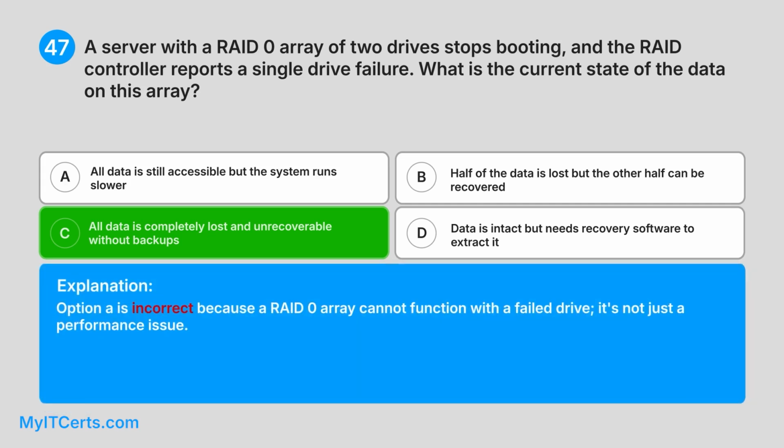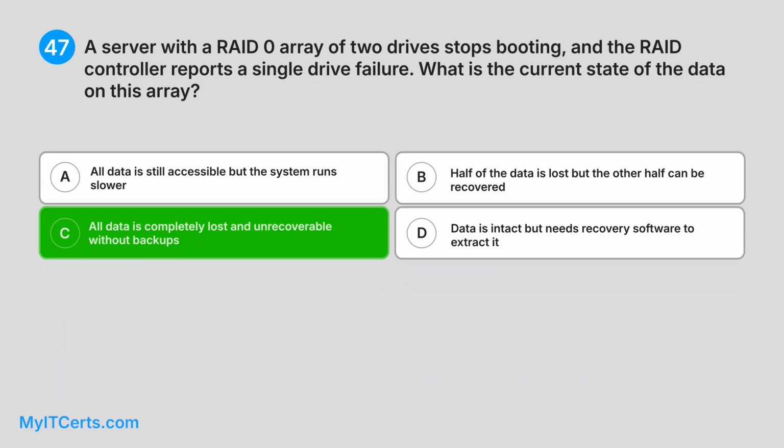Option A, all data is still accessible but the system runs slower, is incorrect because a RAID 0 array cannot function with a failed drive. It's not just a performance issue.